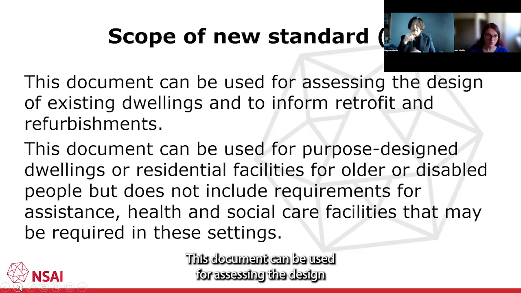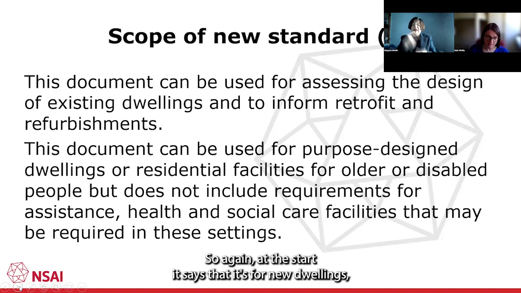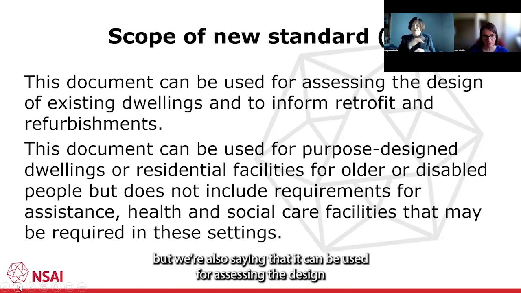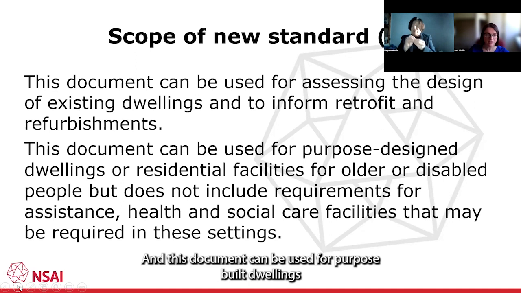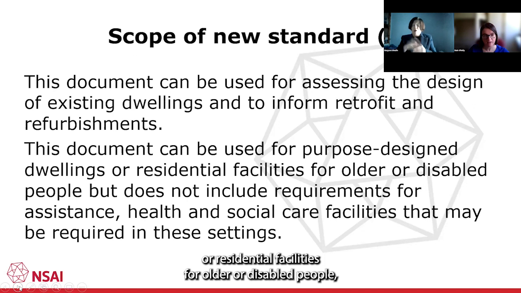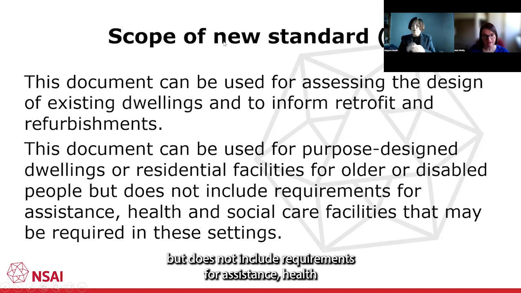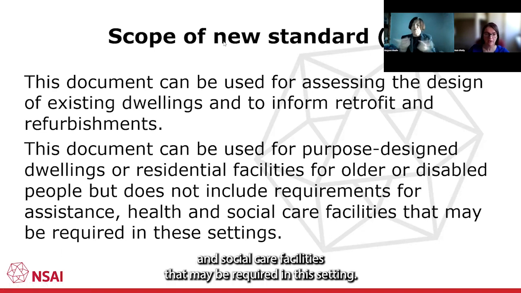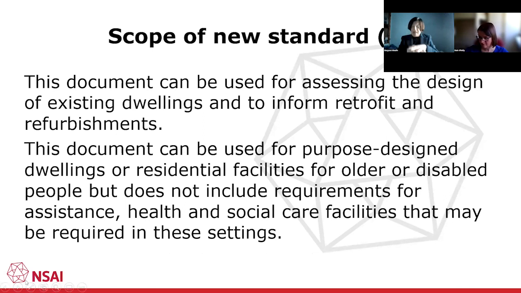This document can be used for assessing the design of existing dwellings and to inform retrofit and refurbishments. So again, at the start, it says that it's for new dwellings, but we're also saying that it can be used for assessing the design of existing dwellings and to inform retrofit and refurbishment. And this document can be used for purpose-built dwellings or residential facilities for older or disabled people, but does not include requirements for assistance, health, and social care facilities that may be required in these settings. So again, the focus is on mainstream housing in the community.